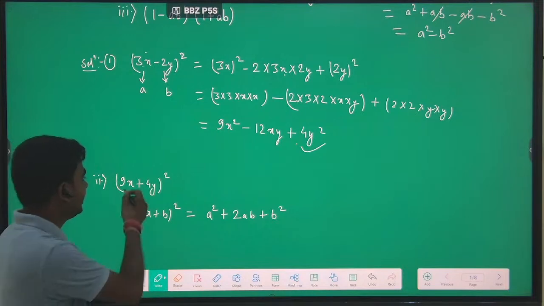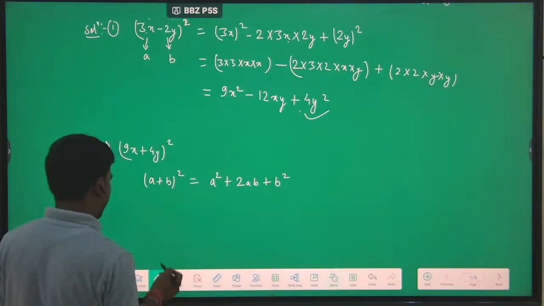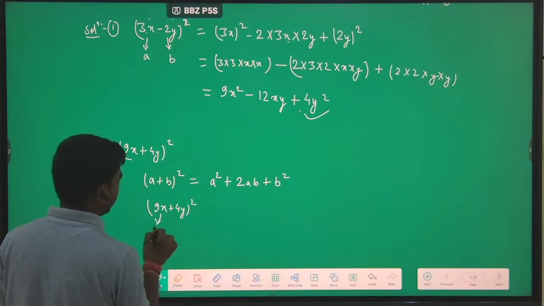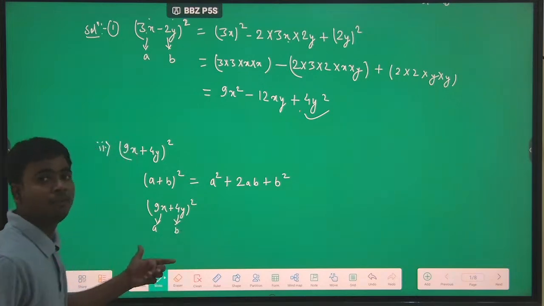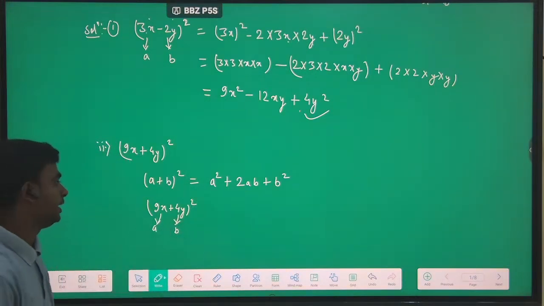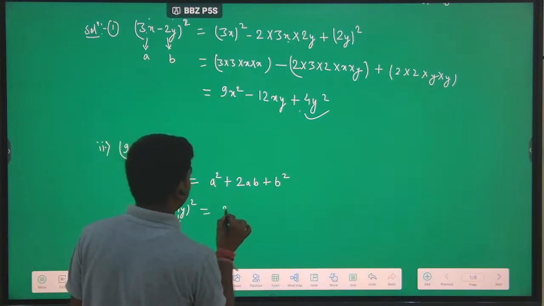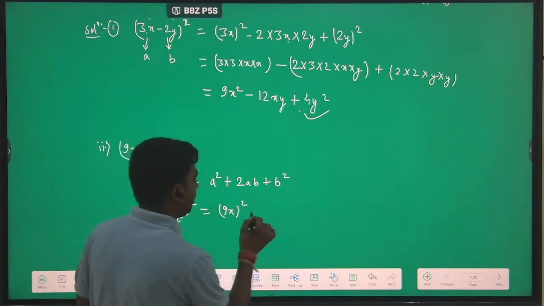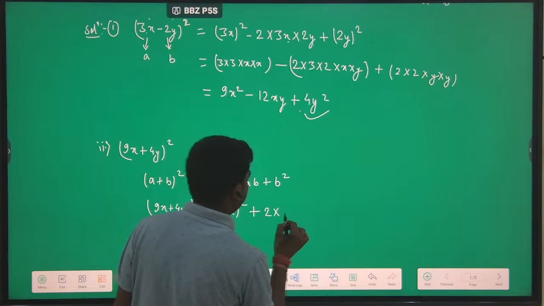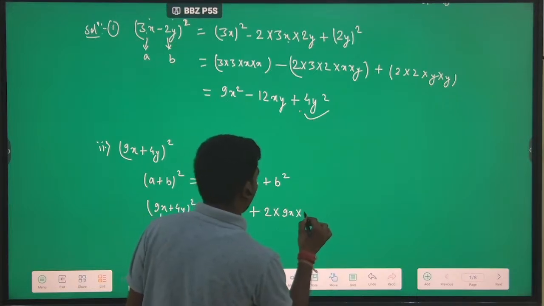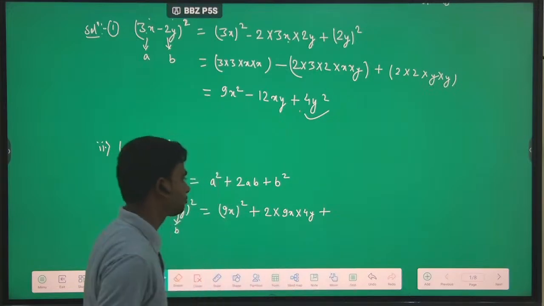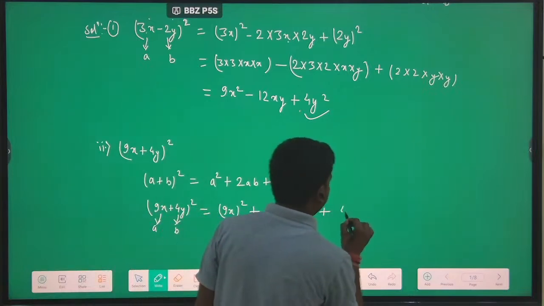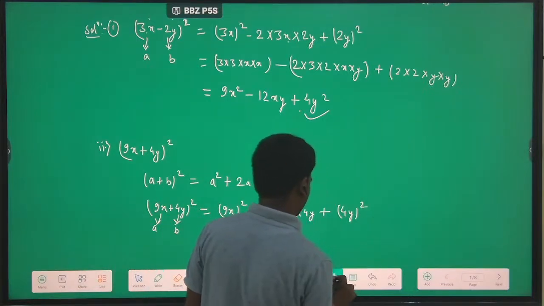Okay, so what is here? We have to find out the value of 9x plus 4y to the power 2. That means our a is 9x and our b is 4y. So what is our a square? 9x to the power 2, since our a was 9x. And our 2ab will be 2 into 9x into 4y, plus what will be our b square? What is our b? 4y. b square will be 4y to the power 2. Okay.